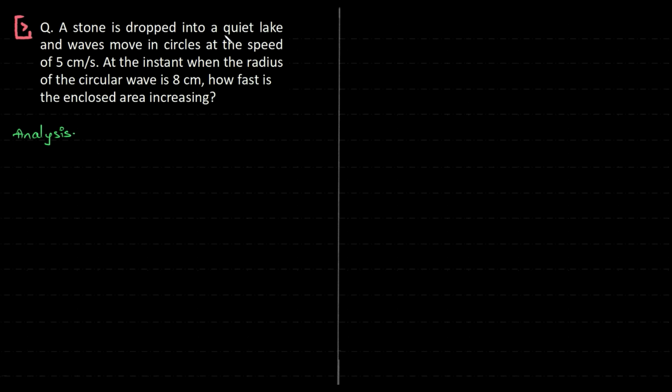A stone is dropped into a quiet lake. Quiet lake means there's no wave as such. It is stagnant. And the waves move in a circle at a speed of 5 centimeter per second. I'll make you guys understand what that is. At the instant when the radius of the circular wave is 8 centimeter, how fast is the enclosed area increasing?